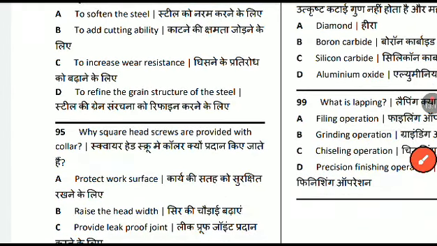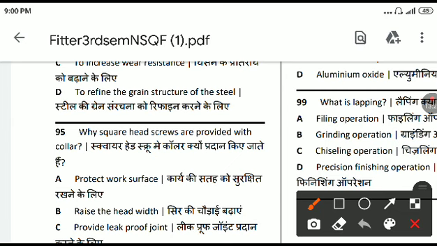Why are square head screws provided with collar? To protect workpiece. Option A answer, to protect work surface.